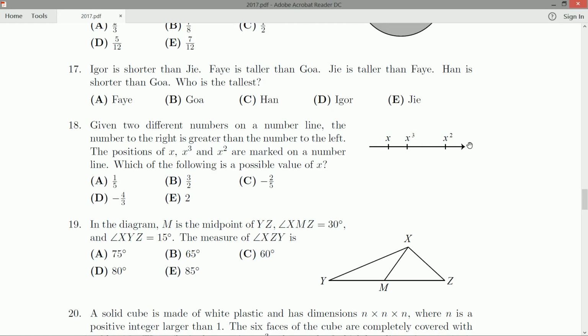That's clearly not what's happening. And we can work out that x has to be negative and be between 0 and -1. And there's only one answer that has that, and that's going to be C, -2/5. Okay, that will be the answer, and we can reason through that.